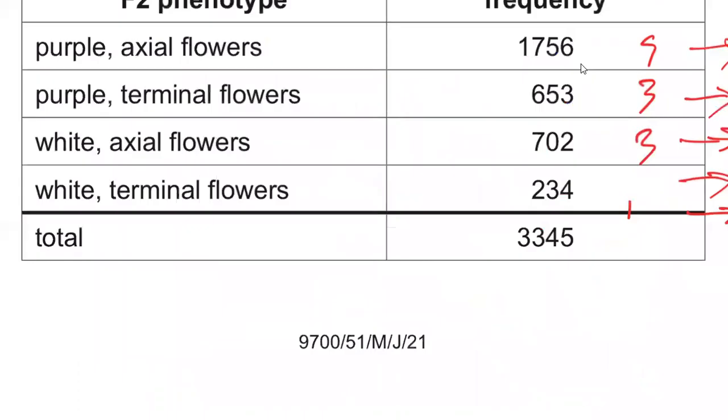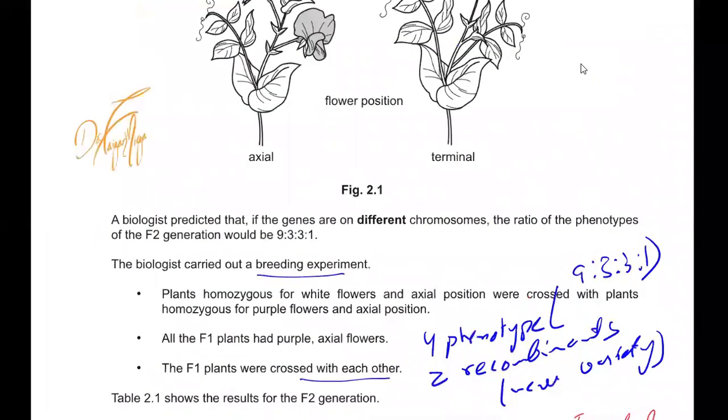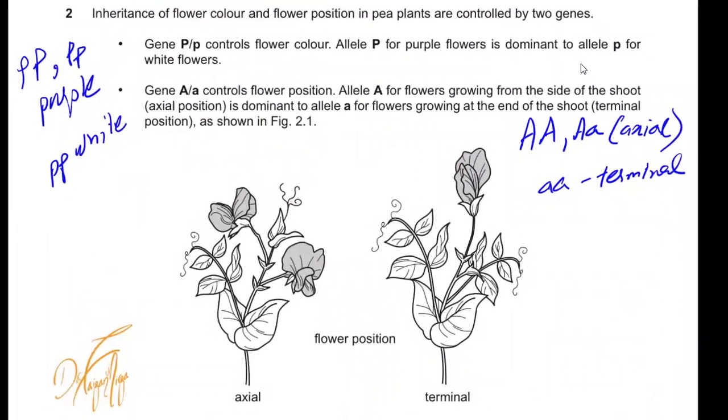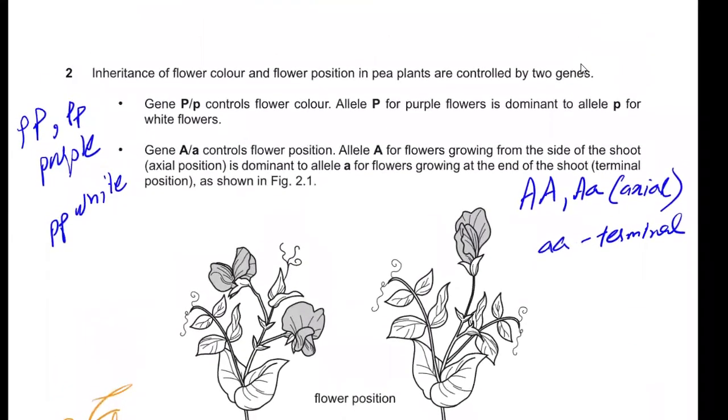In this video, I'll be discussing with you the use of the chi-square test, and the question that I have taken here is from May-June 2021, variant 51. The question begins with "you are given some information," which means that the content will already be provided to you: all the information related to what genes are controlling what traits and how many alleles there are for those genes. So everything will be provided to you.